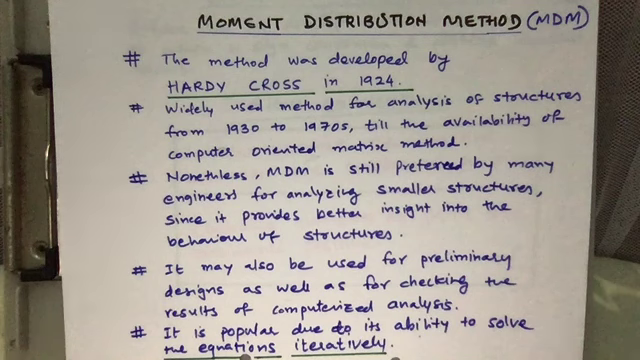Still, the availability of the computer-oriented matrix methods. Nonetheless, the moment distribution method is still preferred by many engineers for analyzing smaller structures since it provides better insight into the behavior of structures. It may also be used for preliminary design as well as for checking of the results which are given by the computers using computer methods. It is popular due to its ability to solve the equations iteratively.